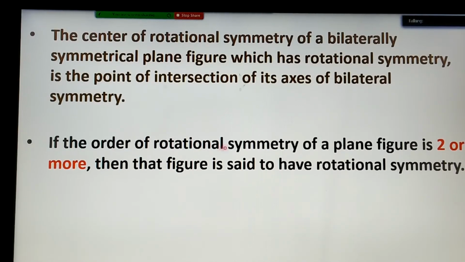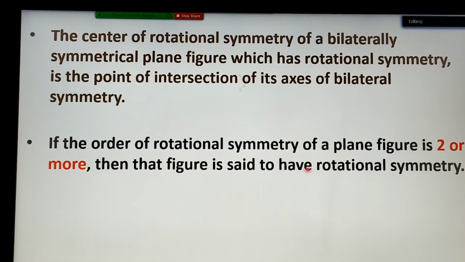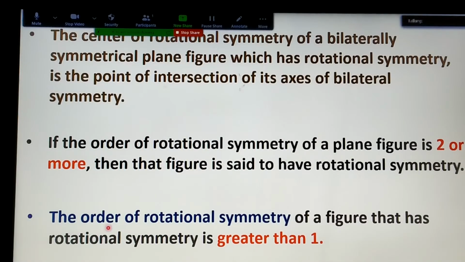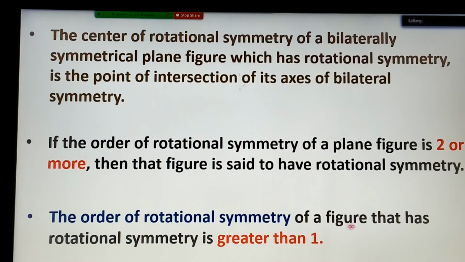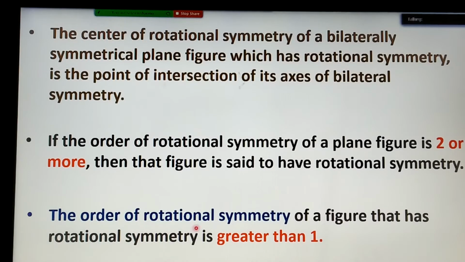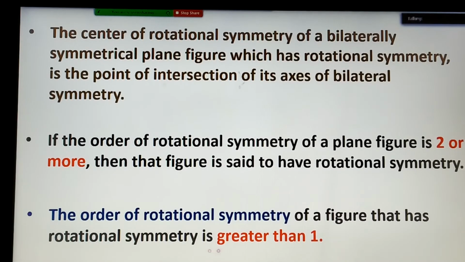If the order of rotational symmetry of a plane figure is 2 or more, then that figure is said to have rotational symmetry. Very important, 2 or more. Here, the order of rotational symmetry of a figure that has rotational symmetry is greater than 1. Greater than 1 means 2 or more.